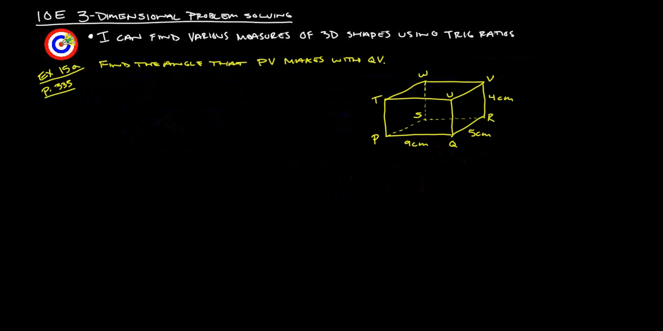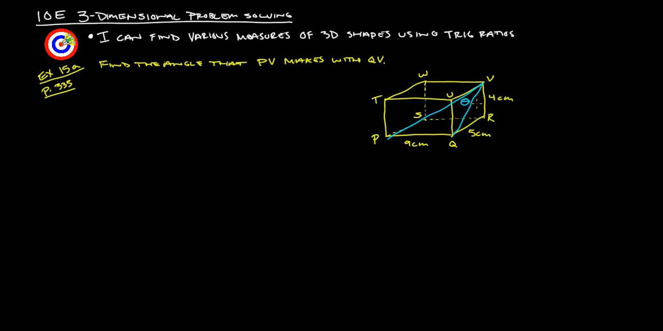Example: find the angle that PV makes with QV. So here's PV, and there is Q and V. So we want to figure out the angle that PV makes with QV. So we're looking for this angle here.